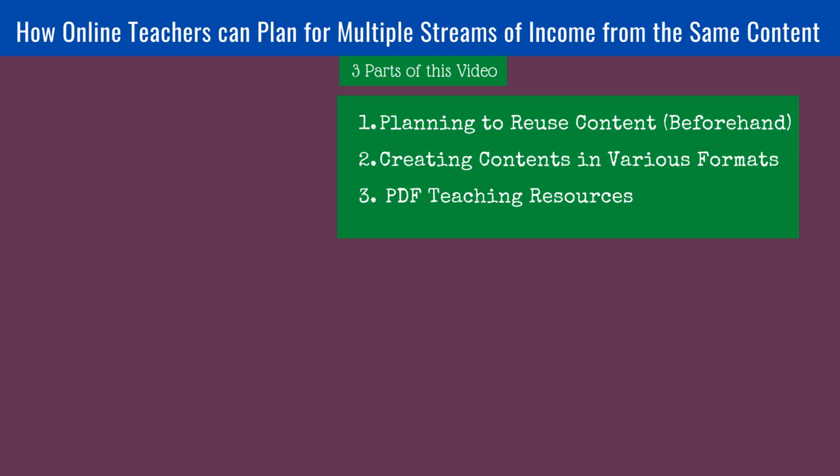Now, this is part 3 where we talk about the PDF resources, how you can reuse them. Now, there are two platforms. One is called Teachers Pay Teachers and the other is Amazon Ignite. I did not mention Amazon Ignite in the beginning because currently Amazon Ignite is only available to US citizens. But TPT is for everyone.